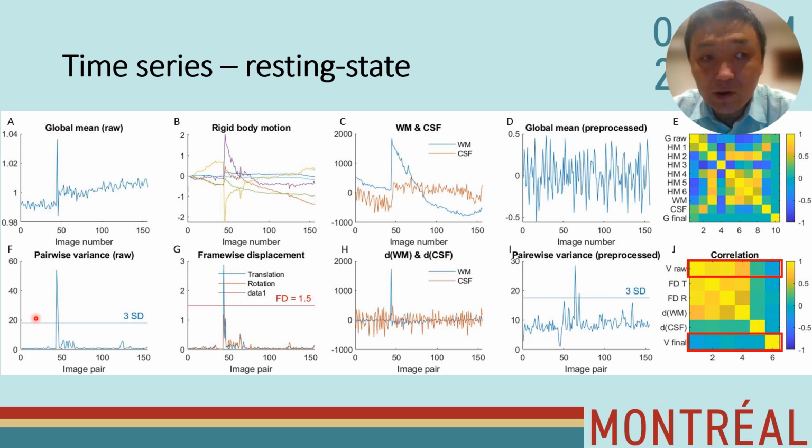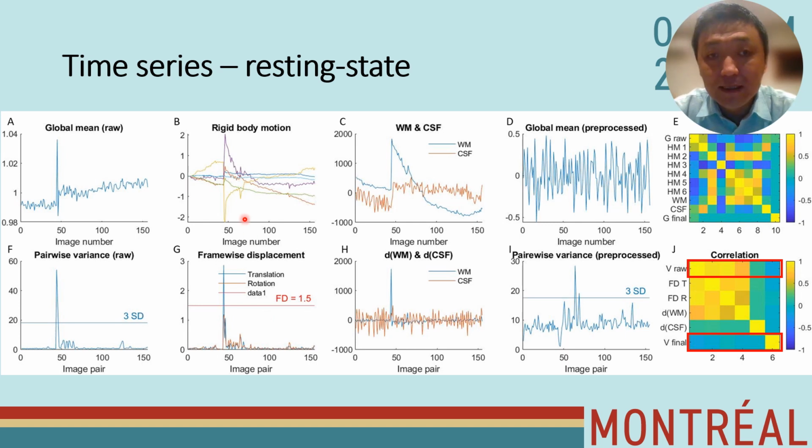We can also calculate the pairwise variance between each pair of consecutive images. If the brain moved between each of the pair of images, you can see that there is a large spike of variance changes at that time point, so that you can see there is a spike here. To verify whether this is due to hand motion, we can also plot the rigid body hand motion parameters here, and also the frame-wise displacement on the bottom.